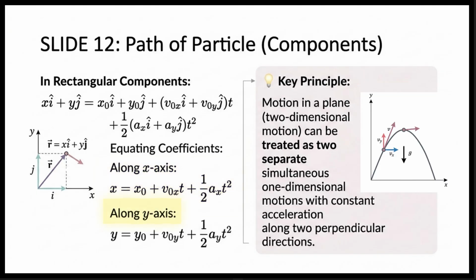Similarly, along the y-axis, the position y is equal to the initial y position plus the initial y velocity component times t plus 1/2 the y acceleration times t squared. This leads us to the foundational principle of kinematics. Any motion in a plane can be treated as 2 separate, simultaneous, one-dimensional motions with constant acceleration along perpendicular directions. This is illustrated by the parabolic trajectory, where the total velocity vector is simply the result of independent horizontal and vertical components acting at once.